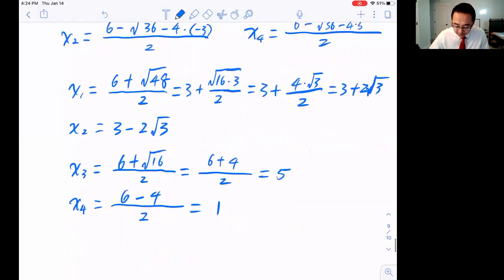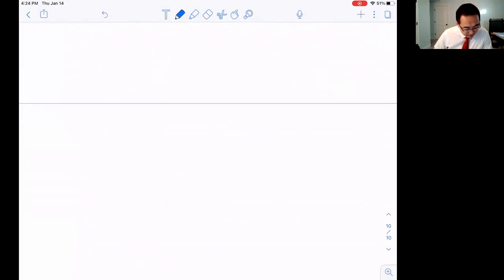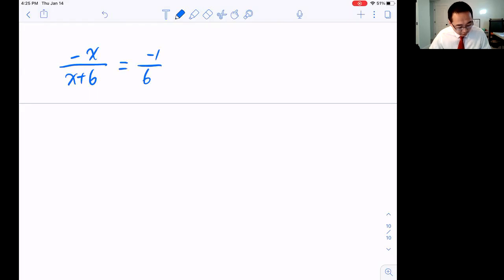Okay, we have just the last few minutes, but I do have one last thing, which is rational and radical equations. That's where you have a proportion in an equation where x is in the denominator. Then you have to figure out how to solve it, right? So let's say you have -x divided by x plus 6 equals -1 divided by 6. And I want you to solve for x, okay? So how do you do this one?